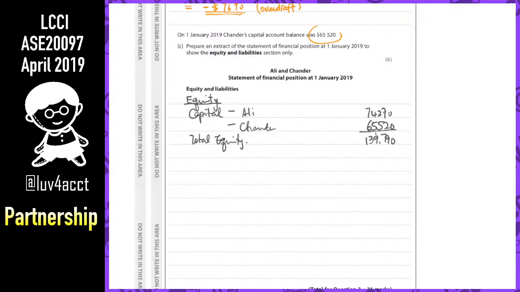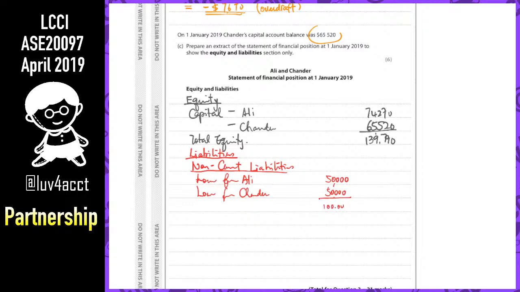And then we have liability. Loan from Ali, and then loan from Chanda, each 50,000, giving you 100,000 in total.